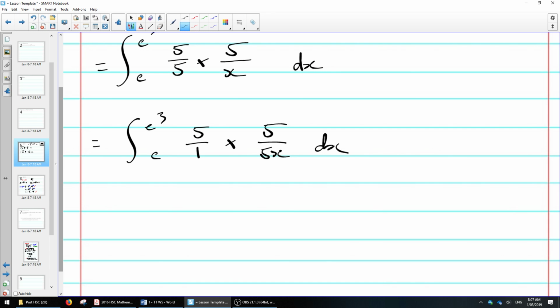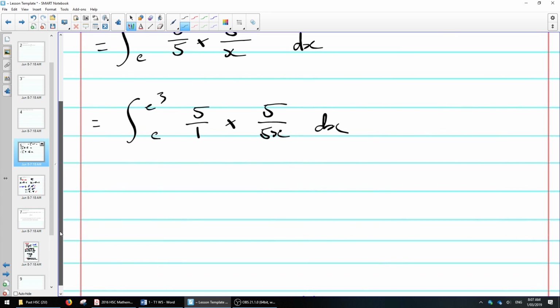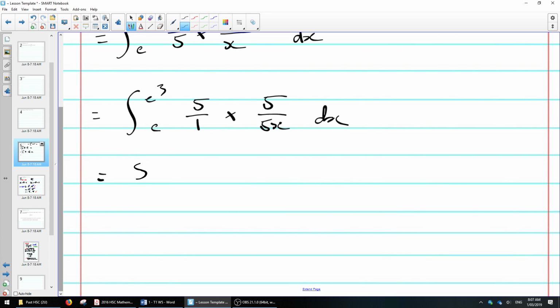Yeah, I'll bring it out the front. So what I'll get is 5, and then what's the integral of that? Then 5x, right? We could also at this point cancel out the 5s and then just be ln x. It doesn't matter though, okay?